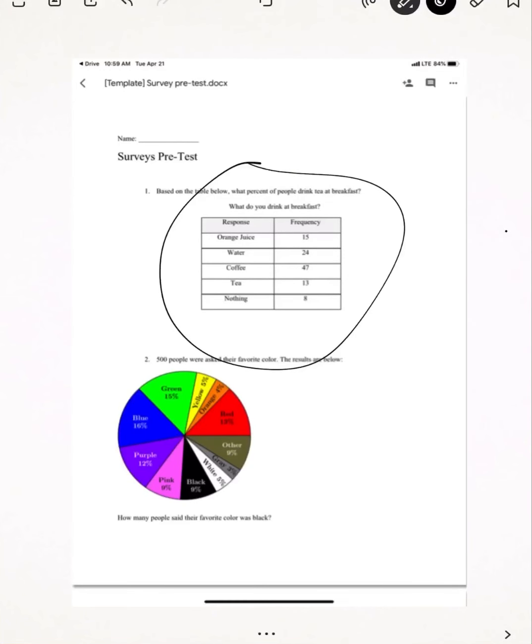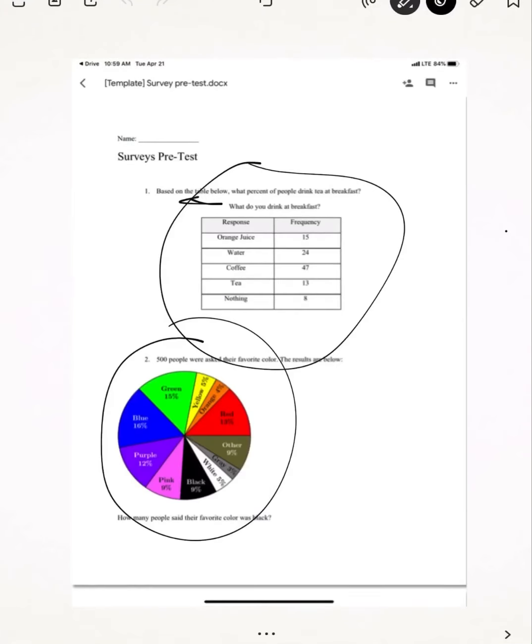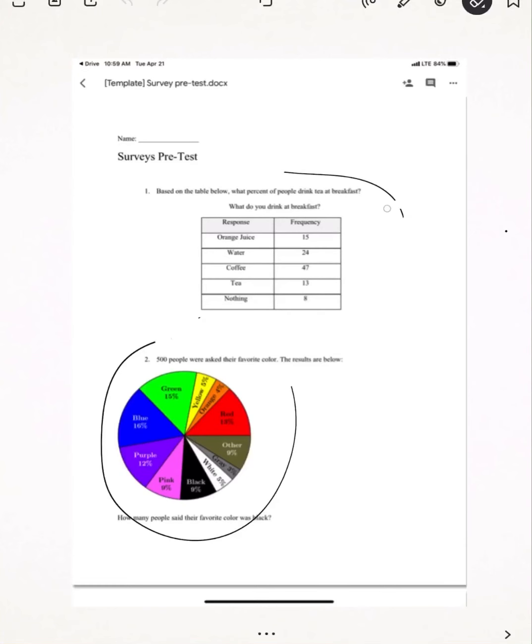this format right here is obviously a table. We've got pie charts, and then I think that's all I've got as far as different ways to show data on this warm-up. So let's just look at question one.